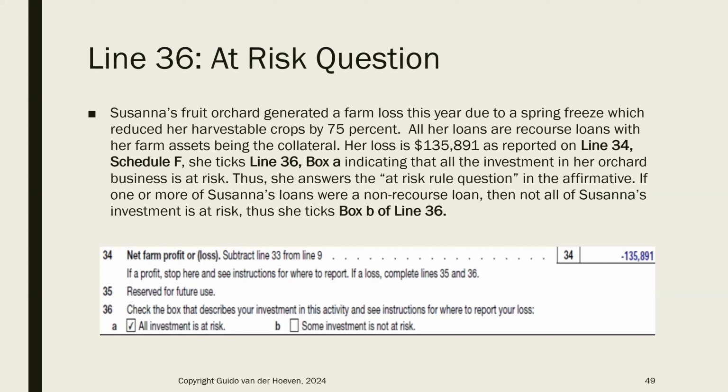If it's a non-recourse loan, and I don't know of any bank that would do a non-recourse loan, then you would tick box B, some investment is not at risk, and then you've got a calculation to make as to how much of this loss you can use against other income.